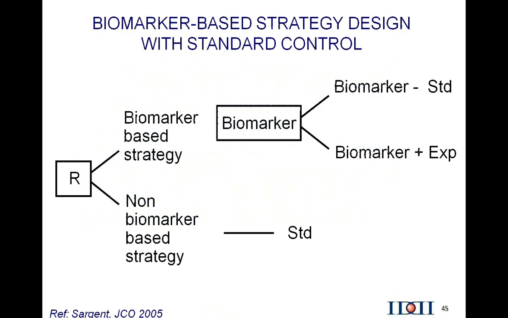And finally, the last class of designs in this particular set is the biomarker-based strategy design. These biomarker strategy designs come in two versions. The first version, in fact, is a randomized design between a biomarker-based strategy and a non-biomarker-based strategy in which all patients receive the same treatment. So in this design, all the patients who are randomized to receive the standard treatment will receive that treatment, whereas in the biomarker strategy, only the patients who are biomarker negative would receive that treatment, and the other patients would receive some experimental treatment, the effect of which is thought to depend on the positivity of the biomarker.